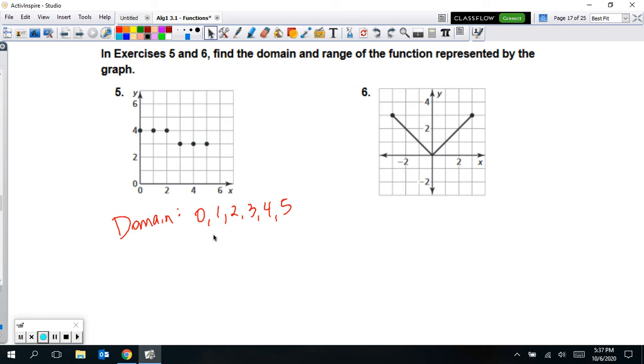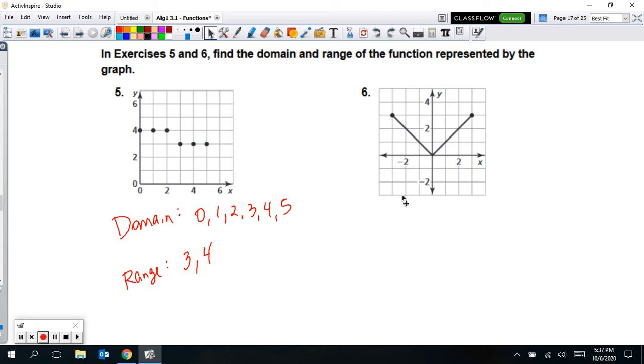Now, what about the y coordinates? The y coordinates actually are the same for 3 of them. These first 3 right here all have the same y coordinate of 4, and these all have the same y coordinate of 3. So we don't need to say 3, 3, 3, 4, 4, 4. Instead, we're just going to say 3 once and 4 once. The range is just 3 and 4. Those are the possible output values. If we were to do that kind of bubble thing with arrows, these 3 would all go to 3 here, these would all go to 4, and so on.